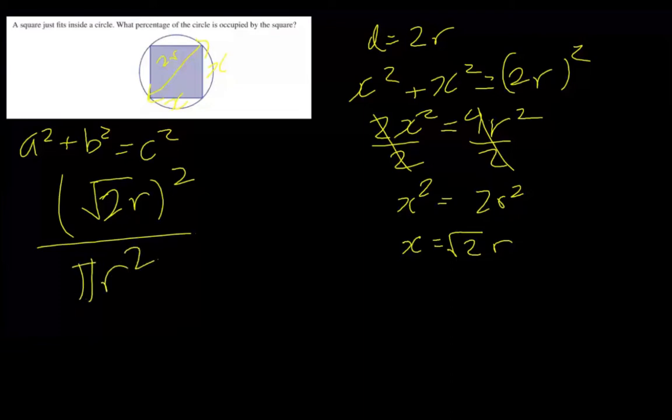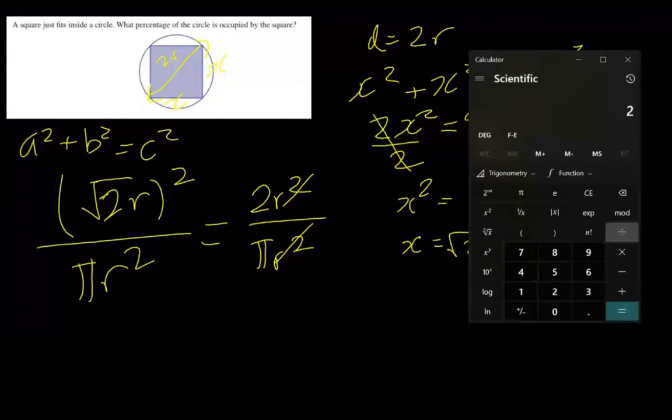Simplifying this out further, root 2 squared is equal to 2, the square root and the square cancel out. So we get 2r squared, divide that by pi r squared. And there is a common factor between these two, the numerator and the denominator, which is r squared. So we can actually cancel that out, leaving us with 2 over pi. And if we bring this up onto our calculator, 2 divided by pi, we get 0.6366.